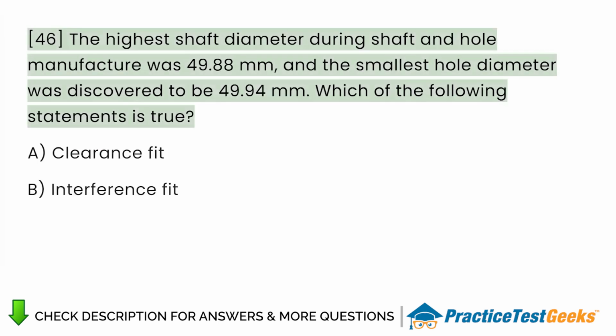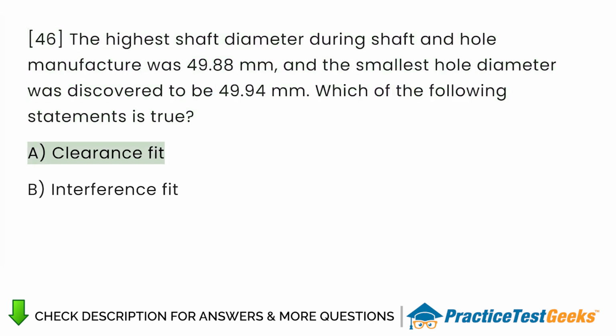The highest shaft diameter during shaft and hole manufacture was 49.88 mm, and the smallest hole diameter was discovered to be 49.94 mm. Which of the following statements is true? A. Clearance fit. B. Interference fit.